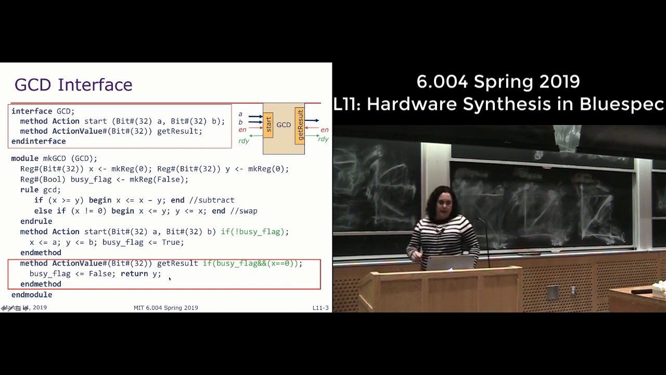And so we have a situation where both the busy flag is true and x is equal to 0, and so this means that we've completed the computation of our GCD, and so it's now okay for someone from the outside to ask for the result of that GCD computation. So what we do in here is we return our value of y, and we also set our busy flag to false.